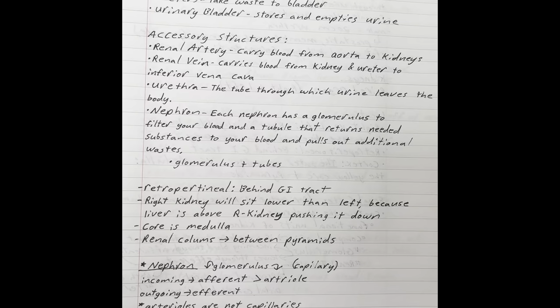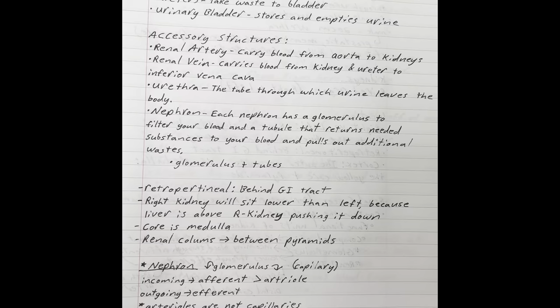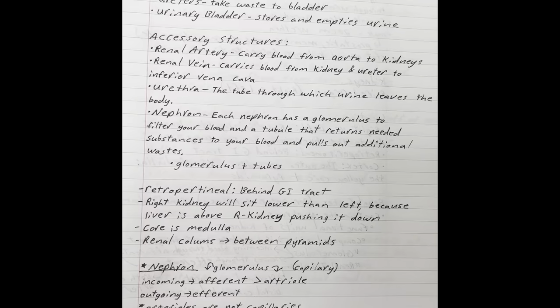Nephron. Each nephron has a glomerulus to filter your blood and tubules that return needed substances to your blood and pull out additional waste. Glomerulus and tubes.